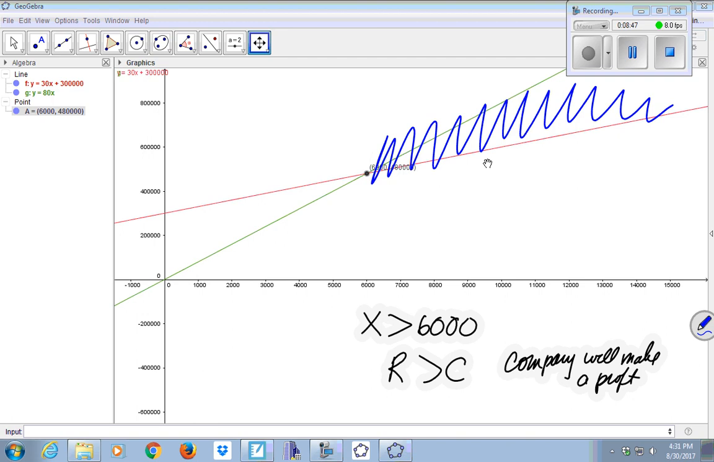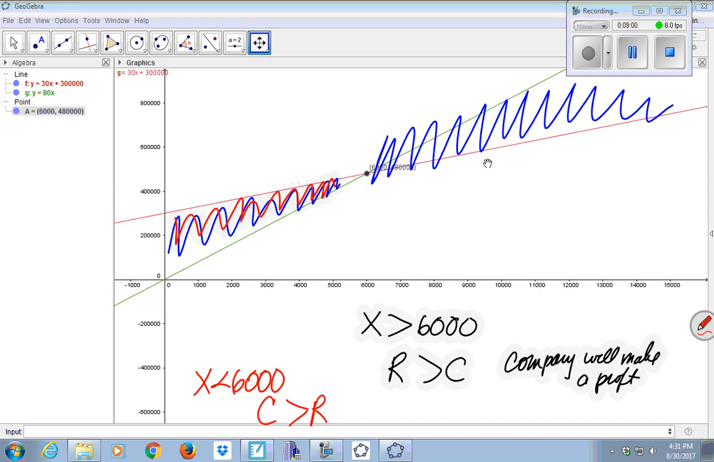Prior to that, the company was in the red down here. There we go. So when x is less than 6,000, the cost is greater than the revenue. So here we're losing money, it's a loss, and here we're gaining money, it's a profit. Okay, I thought you might find that visual helpful for the algebra we just produced. Let me know if you have any questions.